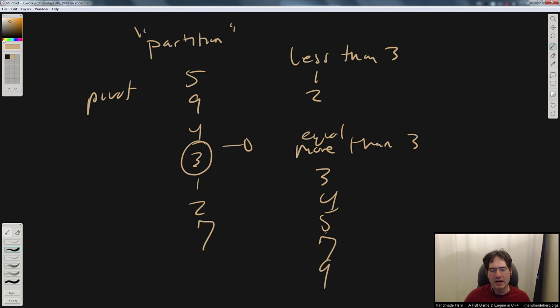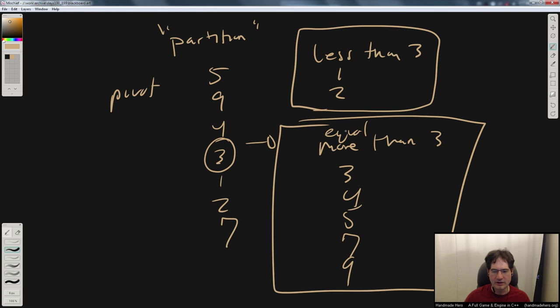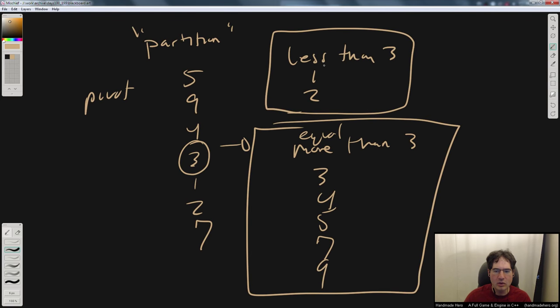So now, what you immediately know is that these things always come before these things. Unlike in our merge sort, when we broke it down to pieces, we had no idea what order the pieces came in. That's why at every step we had to do a merge, to figure out where things go. But after this partition, we know that the 1 and 2 come first, and the 3, 4, 5, 7, 9 come after. That makes sense. So you've already figured out part of your sort.